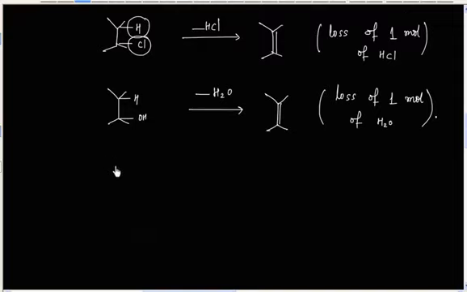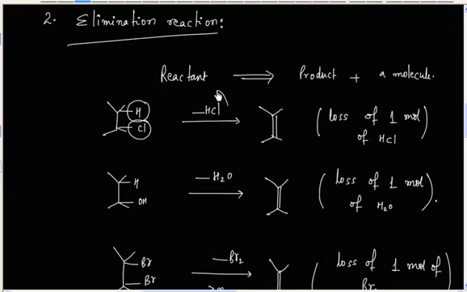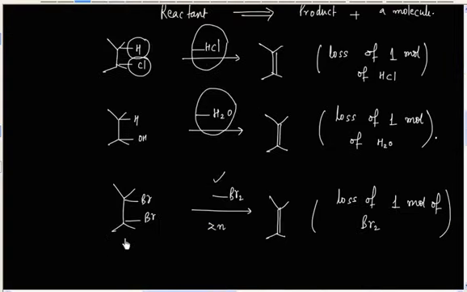Similarly, we can lose 1 molecule of bromine. If this compound is treated with zinc, it loses 1 molecule of bromine and it forms alkene. So in this case we have loss of 1 mole of bromine. So this is again an elimination reaction. So you see, in all cases we have lost a molecule. So in this case HCl, in this case H2O, here we have bromine that is lost.